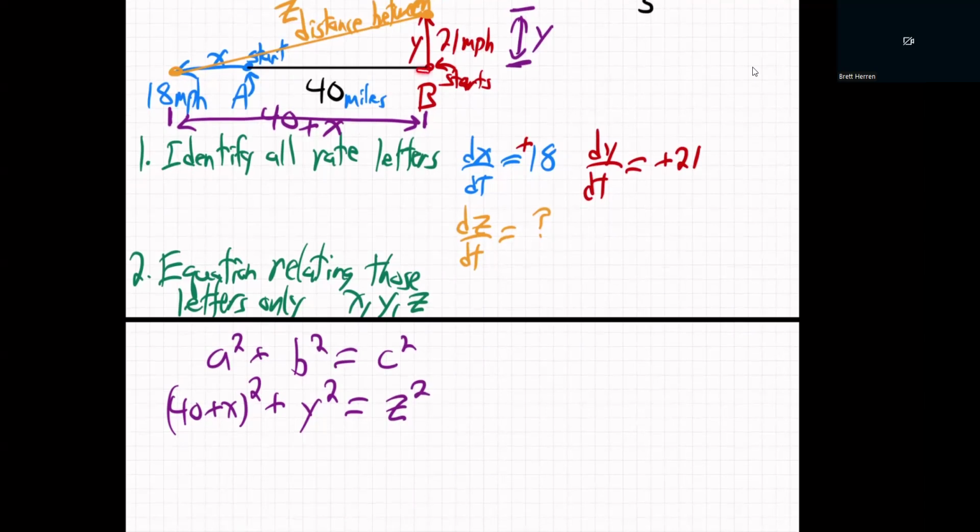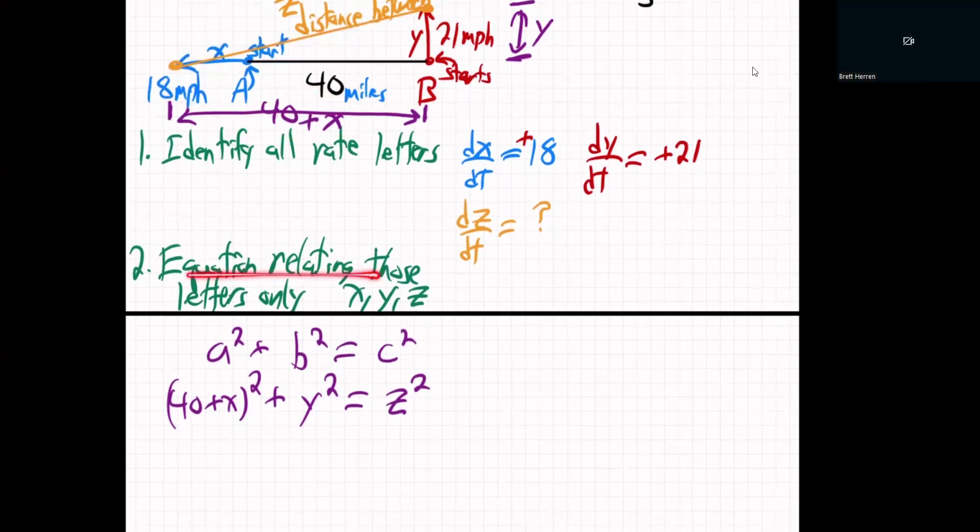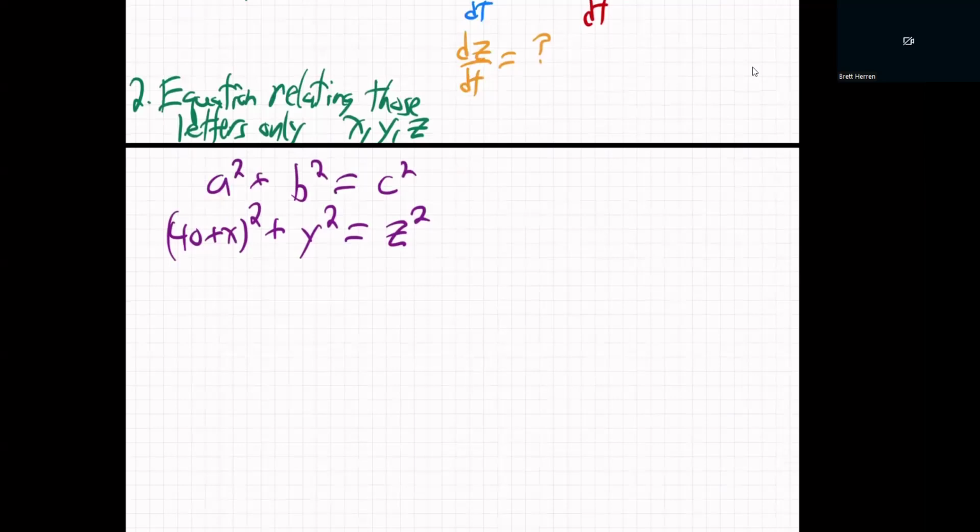Because again, this whole distance on the bottom isn't just x. You might say, why isn't that just x? Well, because from B to A, they started out 40, and then ship A went x, which I don't know what that is yet, but it went some distance west, and this ship went some distance north. So this side's just y, this whole side is 40 plus x, and this is z. So there's an equation relating those letters only. There it is.